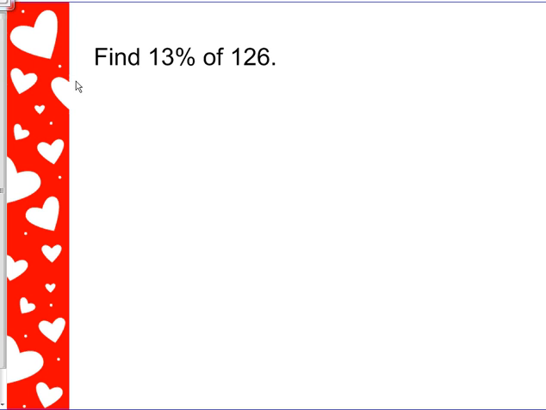So, by doing this, we're going to use this first example. We have find 13% of 126. All right, so the first thing we're going to do is talk about what this means. We know a couple different things. We know the percent, and we know a number. Now we need to determine whether that number, 126, is our part or our whole. In this case, it's our whole.